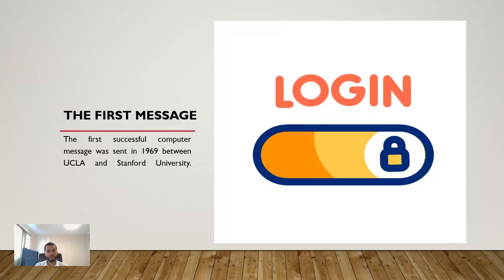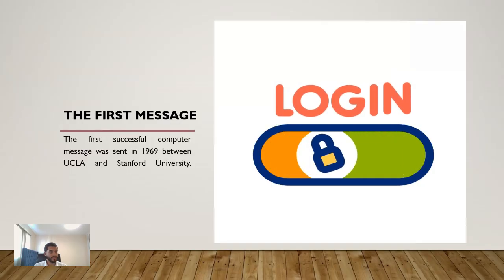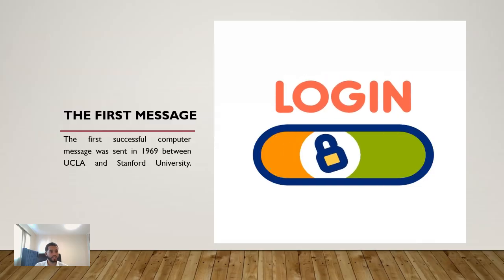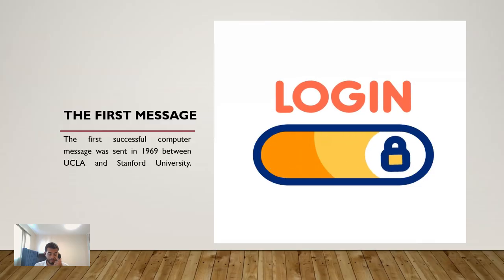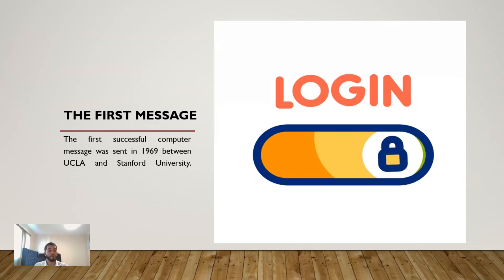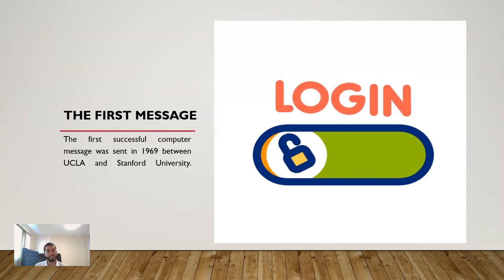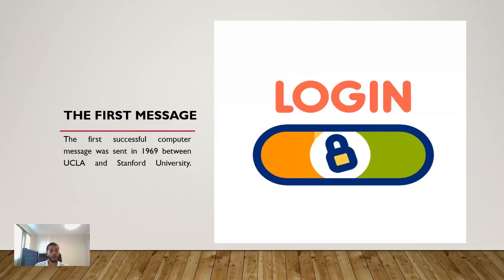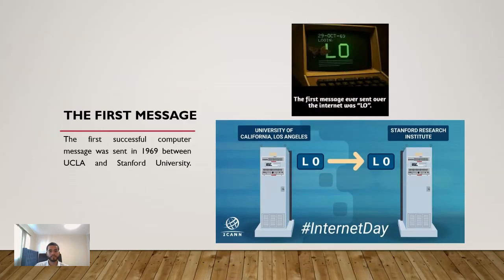Now, the first message that was sent through the internet: the first successful computer message was sent in 1969 between UCLA and Stanford University. The researcher at that time was Leonard Kleinrock, who tried to type the word login. However, the system crashed after typing the letters LO. So a fun fact is that the first computer message sent through the internet was "lo".